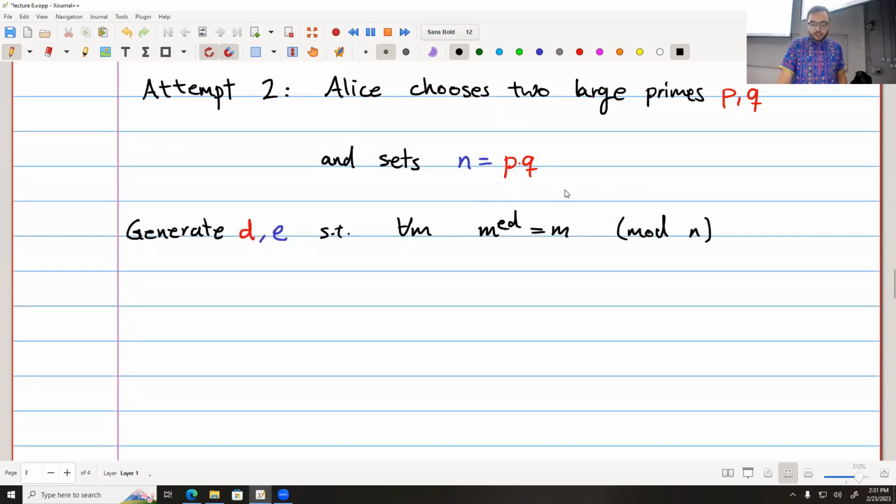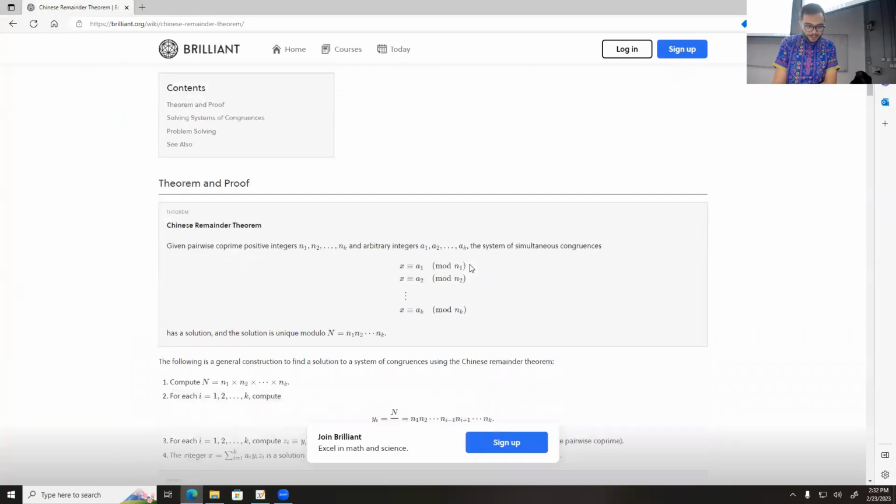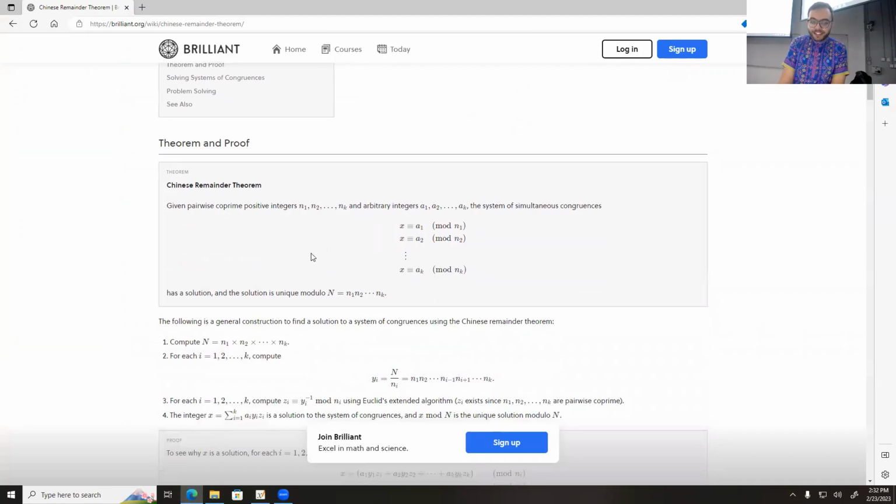But now I have to be a little bit more careful here. So if I want m to the power of ED to be equal to m modulo n, I cannot just use Fermat's little theorem anymore because my n is not a prime. Instead, I'm going to rely on something else, and I'm just going to show you the name, and you can just Google it later because I'm not going to prove this for you. It's called the Chinese remainder theorem.